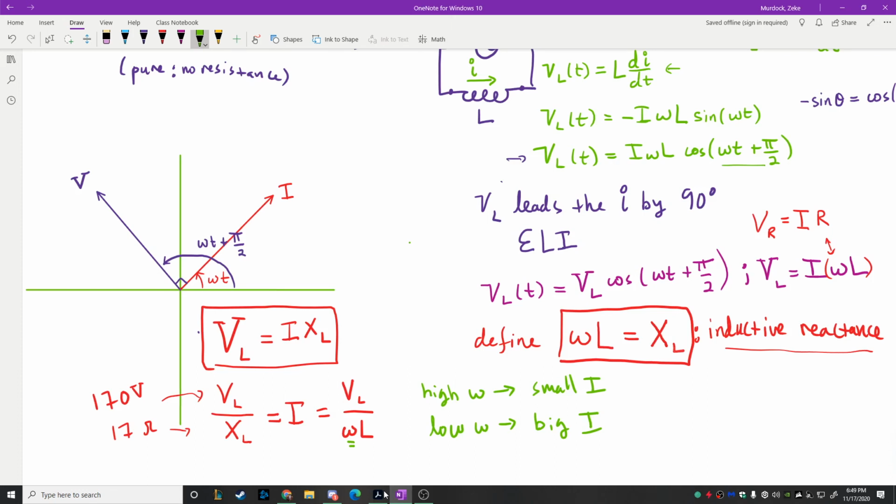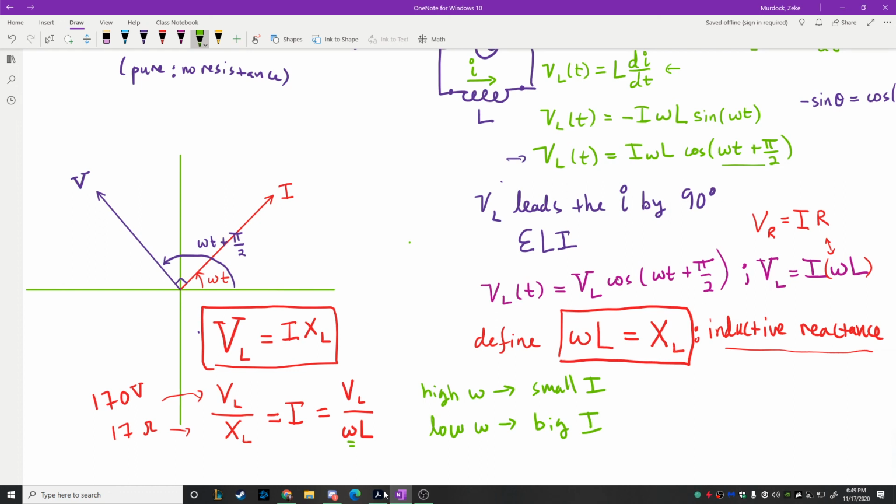Now, does that make any sense? These are inductors after all, right? And what it's saying is that if the frequency is really high, you're going to get a very small current. Why would that be the case? Why would it be the case that if I have something like an inductor and the frequency of oscillations within the circuit is really high, why would that affect the outcoming current?